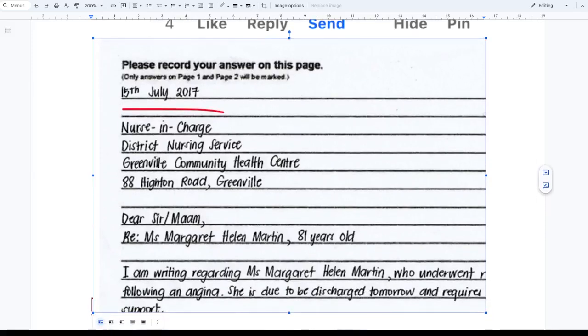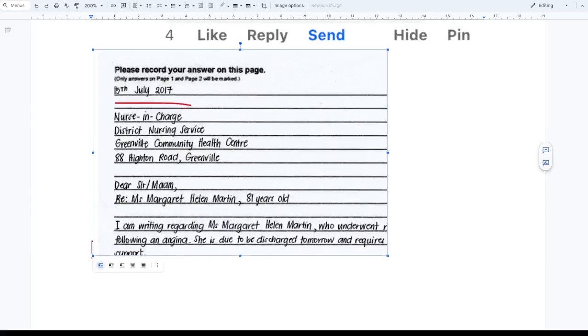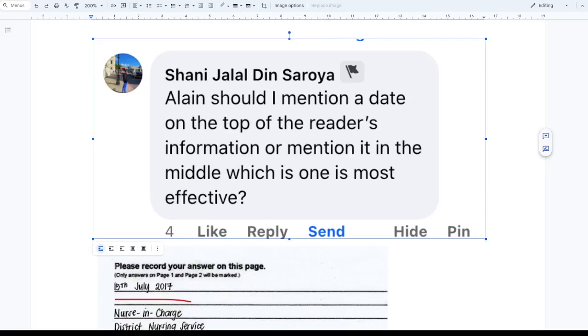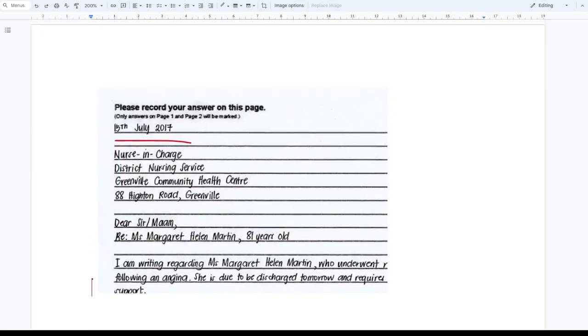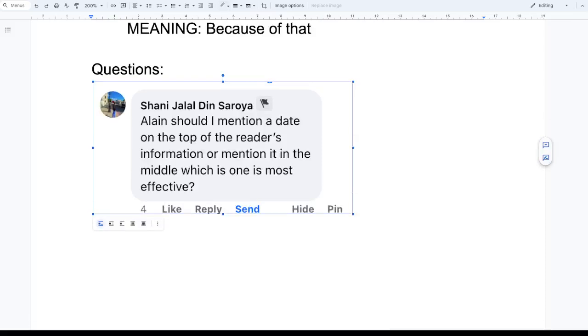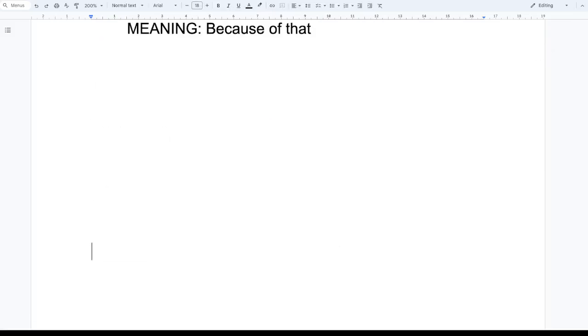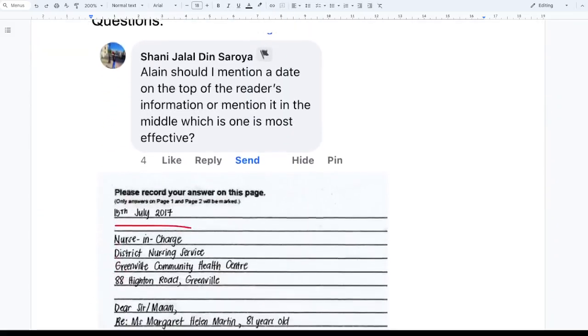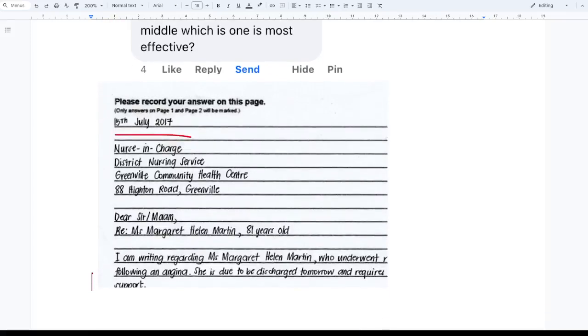So Shani, you're asking me about this, correct? Where should the date be? Should it be above the address or below the address? That's the question. Often students ask me this question. It's a very common question, okay?